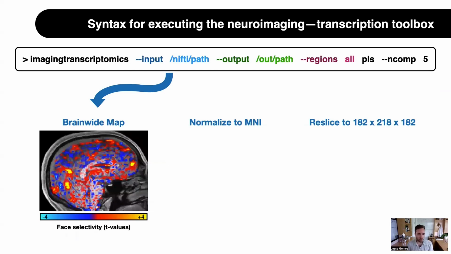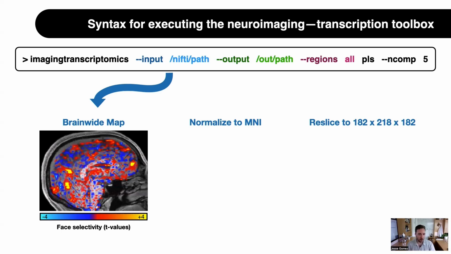And running this toolbox really is as simple as a single command line, which I'm showing you at the top of the screen there. And each of the different inputs for the command line, or the arguments for the command, are shown in different colors, and we'll walk through them now. So probably the most difficult one to get is going to be the input in blue here. This is just going to be a contrast map or a selectivity map in an MNI space.